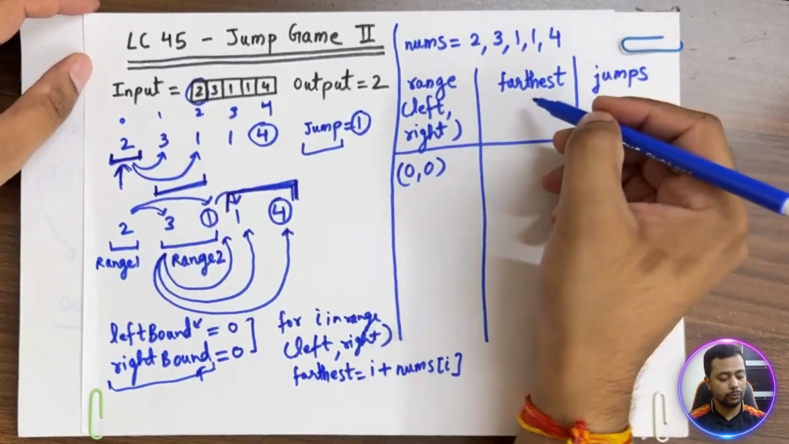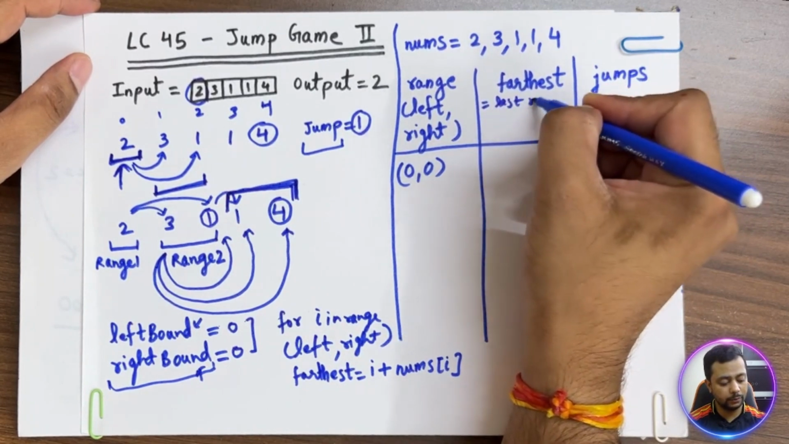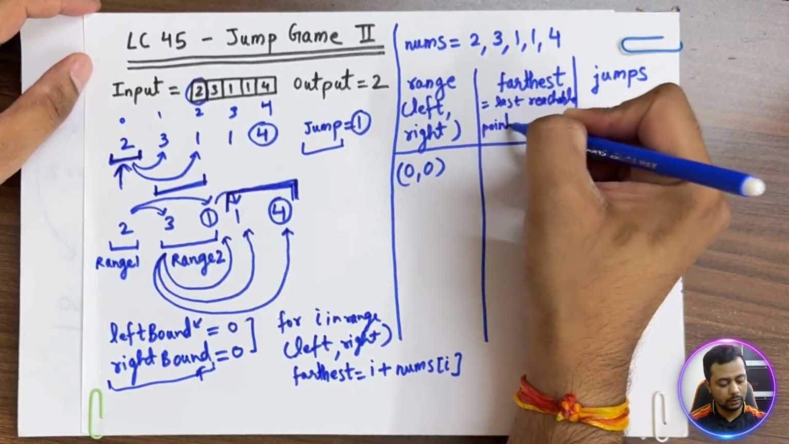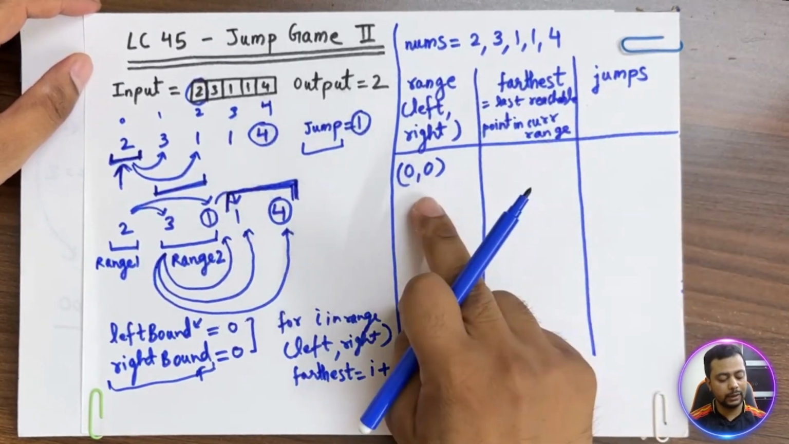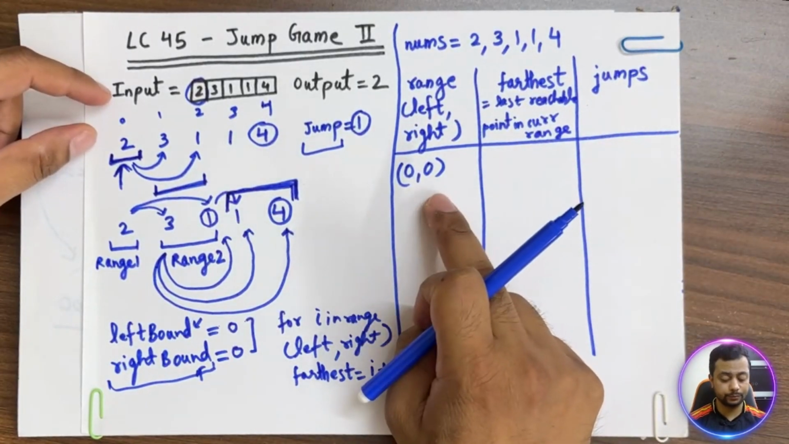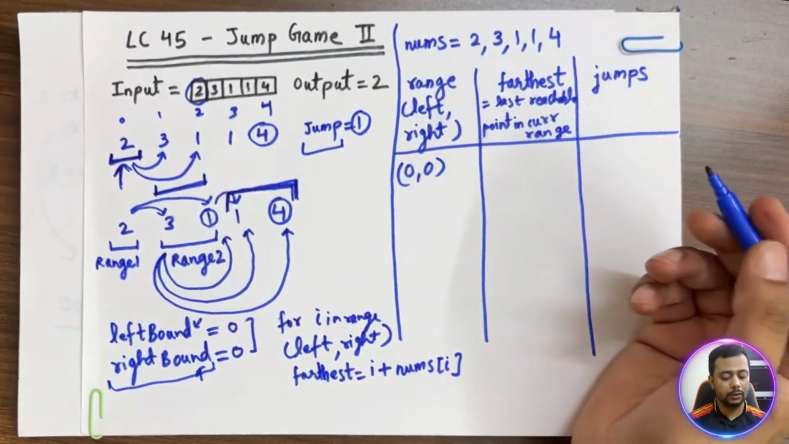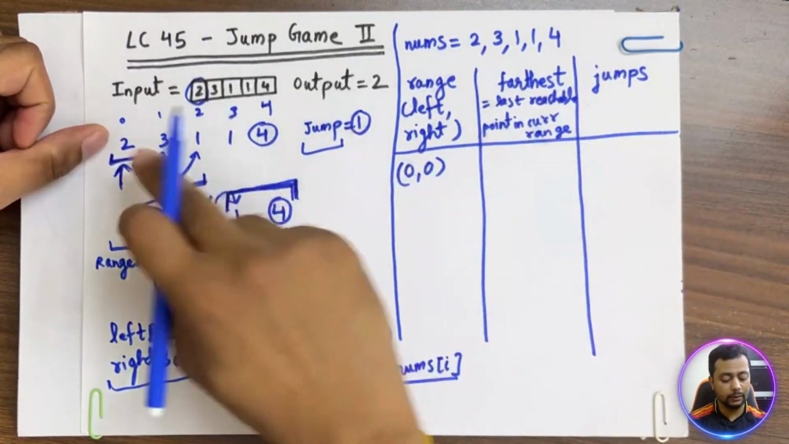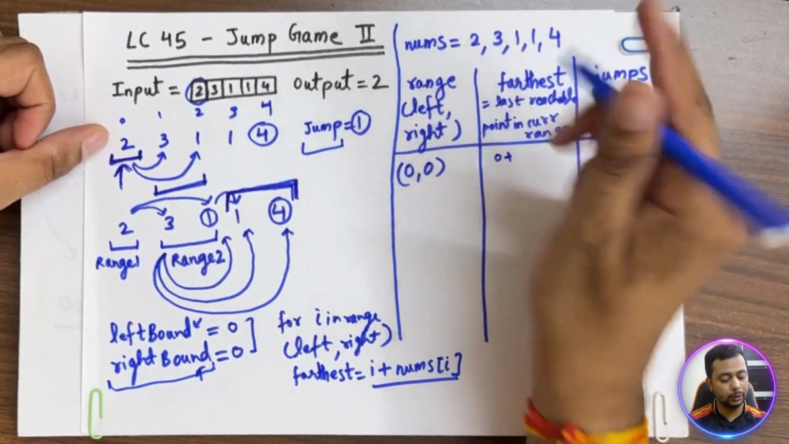Okay, now farthest is basically calculated as the last reachable point in the current range. So from the current range, which is 0, 0, which is the position number 2, what is the last reachable position? That will obviously be i plus nums[i]. So i is 0, 0 plus value of i, which is 2.